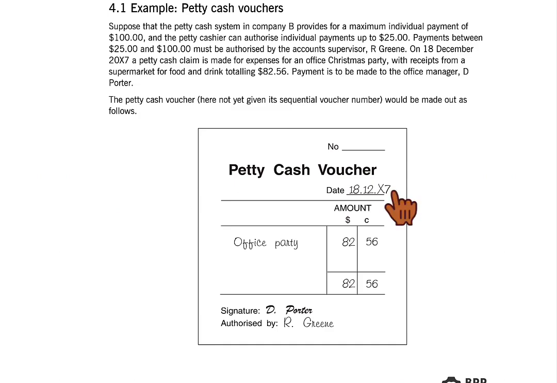2. Date. The date is written as 18/12/X7. That date is important because it tells us exactly when the cash was paid out. This helps with checking, filing, and later auditing. 3. Details or purpose. The details box says office party. This is the reason for the payment. It explains what the money was for. If a voucher does not clearly explain the purpose, then the payment becomes suspicious.